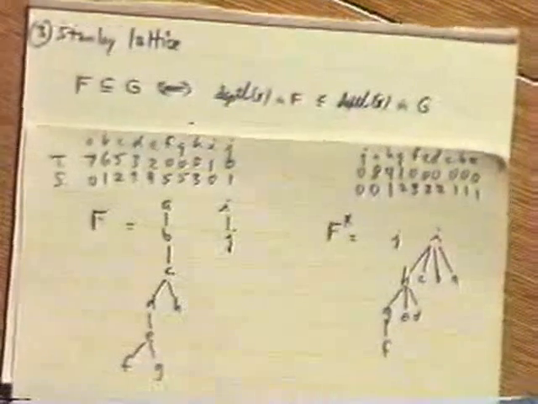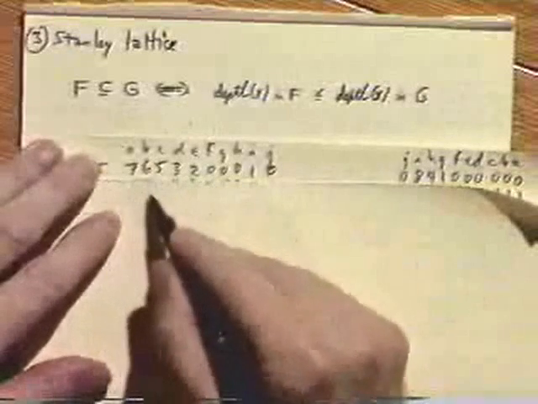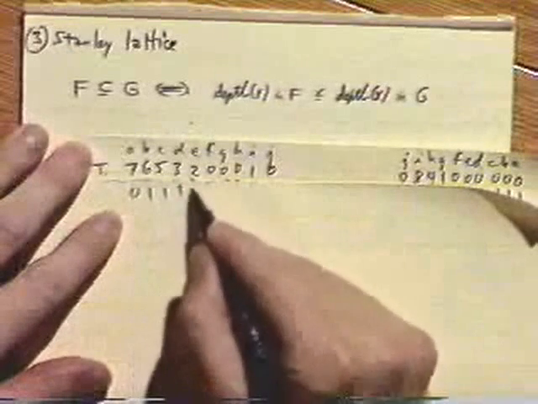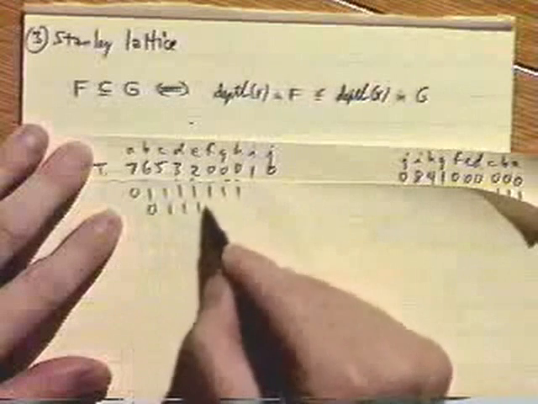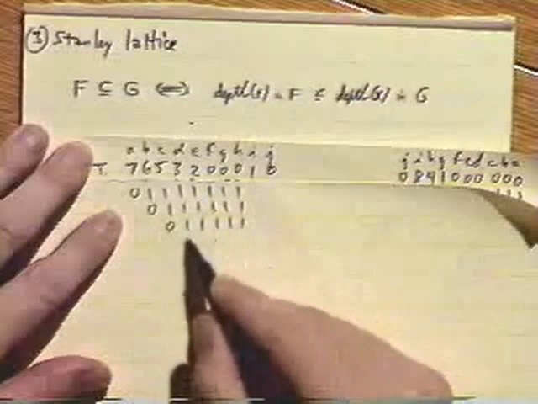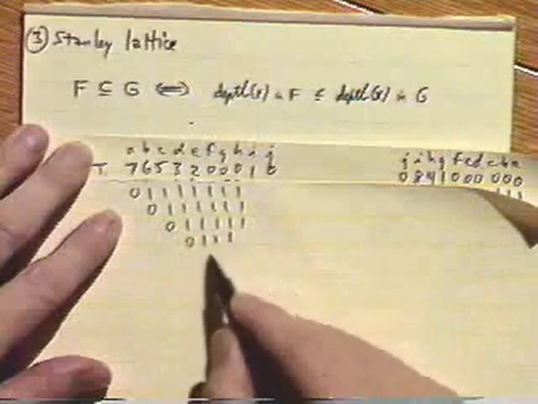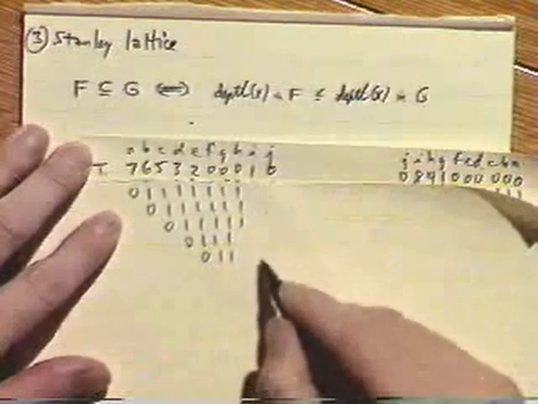And the answer is, let me take the Tamari coordinates 7, 6, 5, 3, 2, and for the 7 I will convert that to 0, 1, 1, 1, 1, 1, 1, 1. I put 7 ones down. For the 6 I put down 6 ones. For the 5, I put down 5 ones. For the 3, I put down 3 ones. For the 2, I put down 2 ones. And for this, the last one, I put in another one.